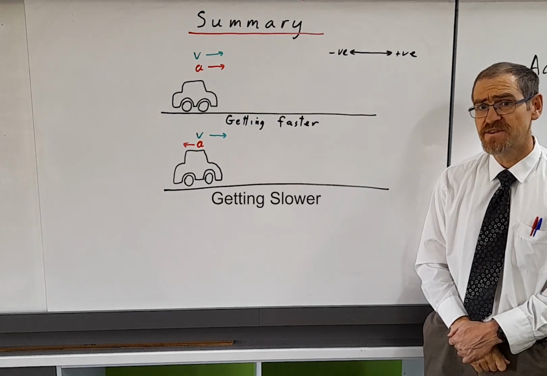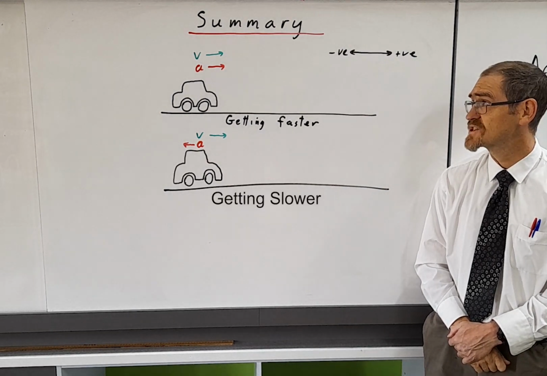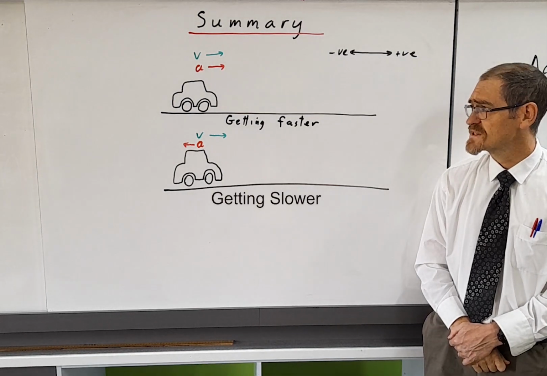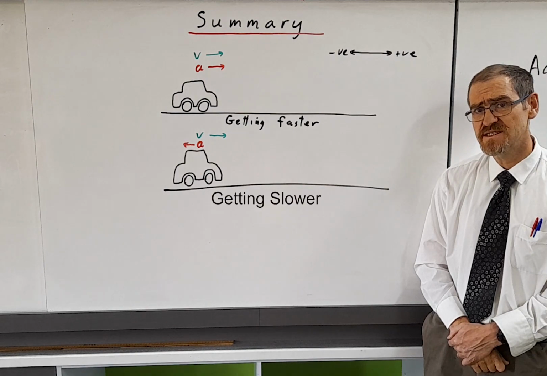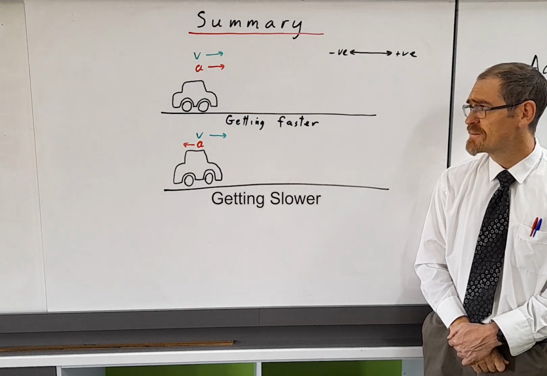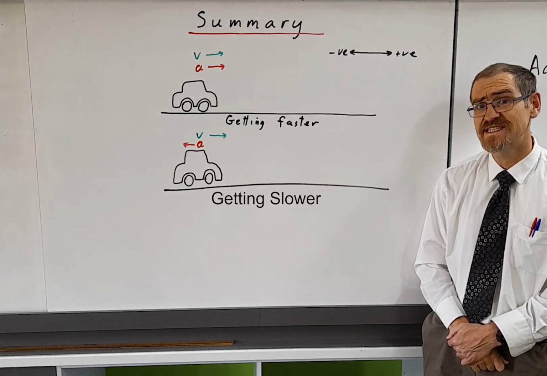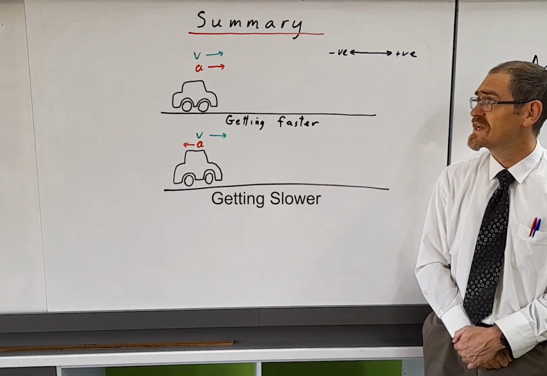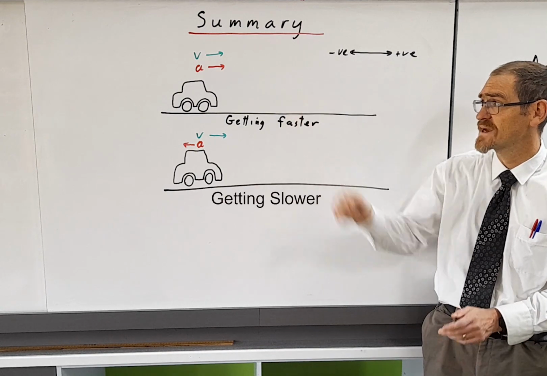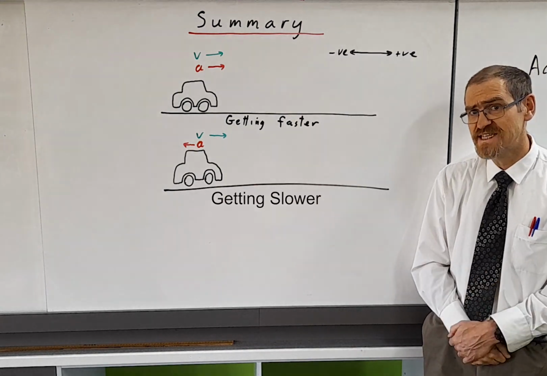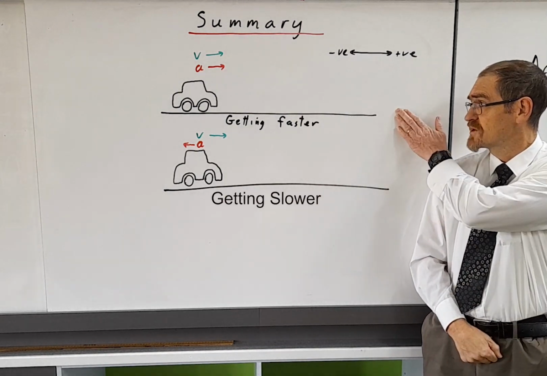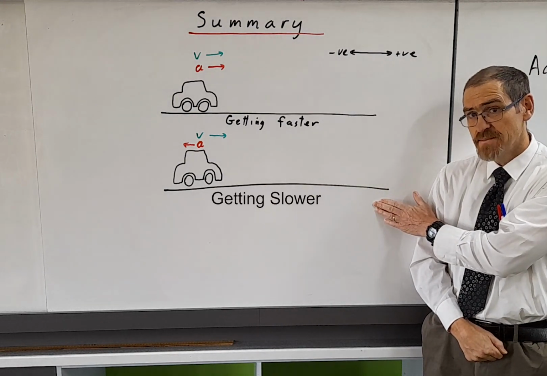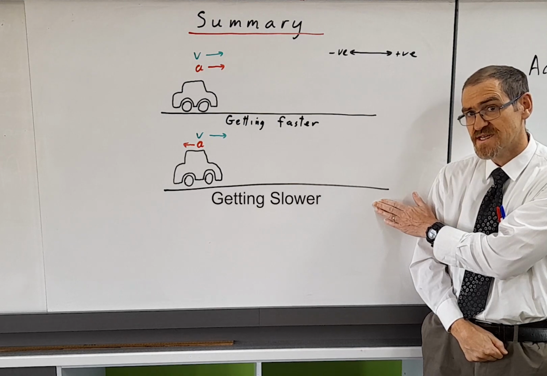In summary then, if the velocity and the acceleration are in the same direction, the vehicle will get faster. We say the acceleration is positive. If the velocity and the acceleration are in opposite directions, the vehicle will be getting slower, and we might say that acceleration in that situation is negative. In common language, we would say that this is decelerating. In common language, you'd say this is accelerating. In physics, we recognize the vector nature of acceleration. So this is positive acceleration, and this is negative acceleration, where negative means opposite to the direction of the velocity.